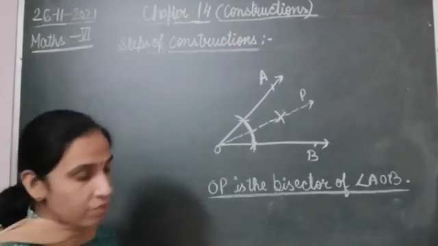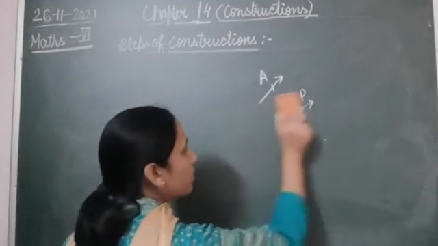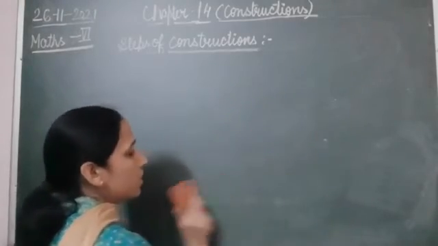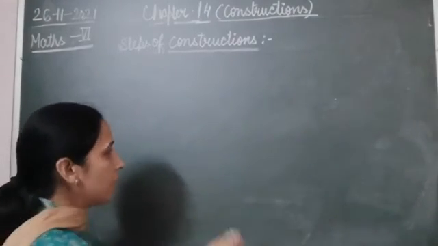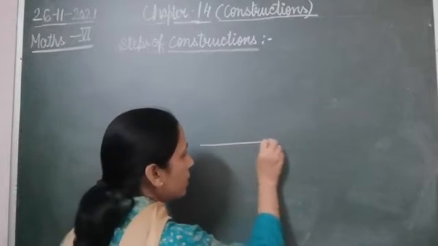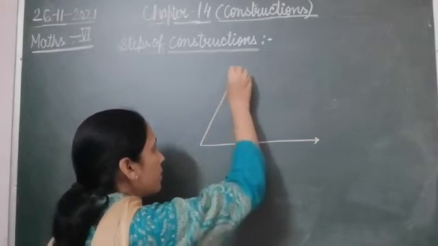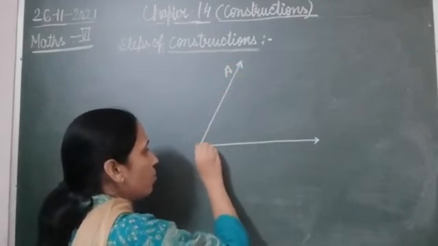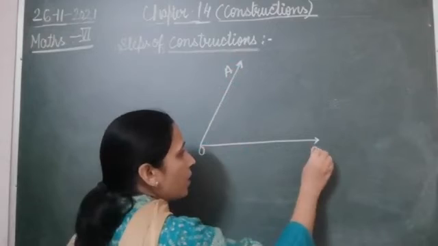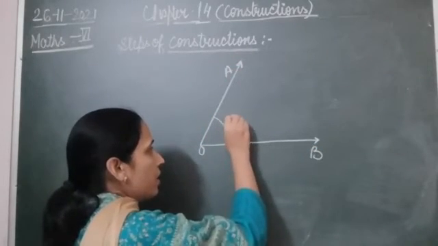For example, if you have drawn angle AOB, and it is 85 degrees which is given to you, 85 degrees.